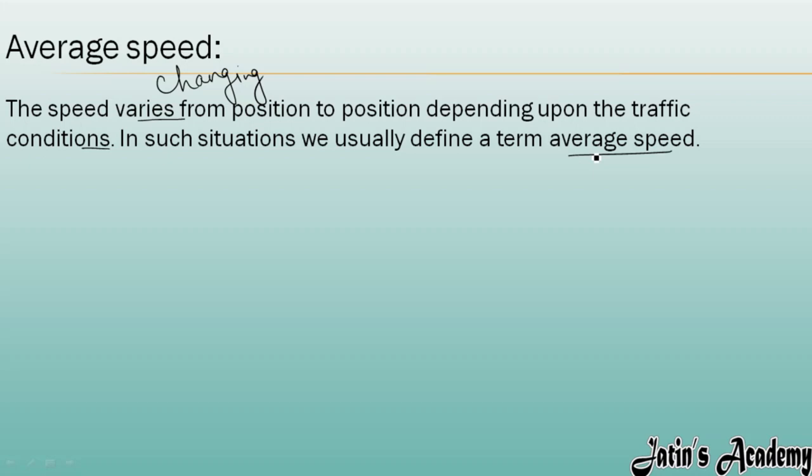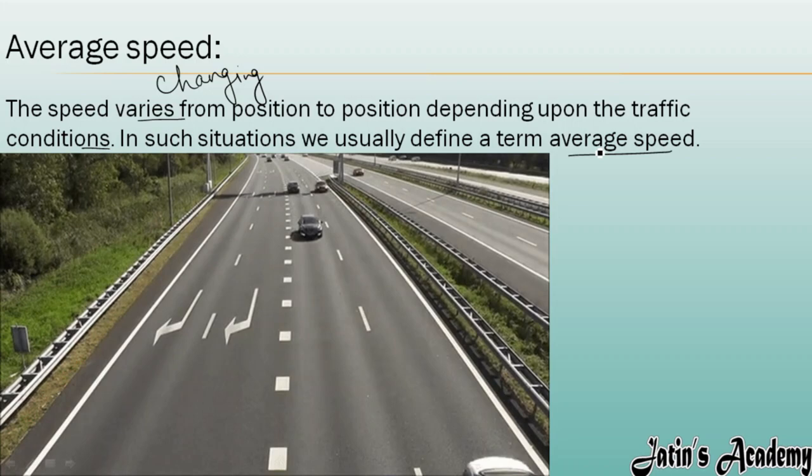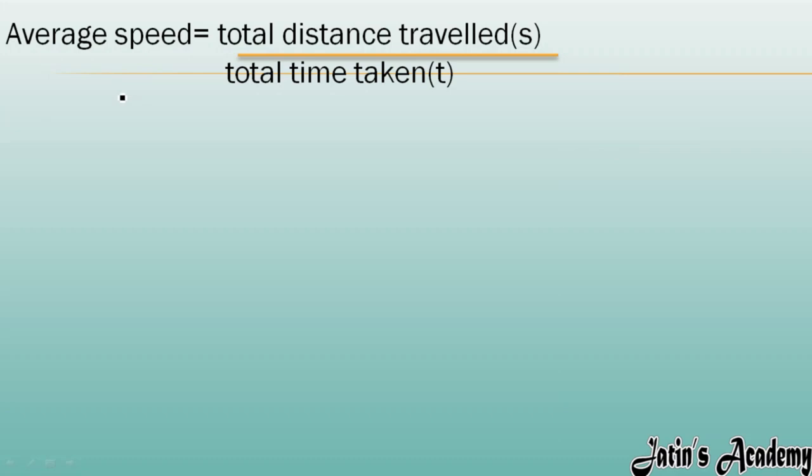Fine. So for example, due to traffic, all these cars are not having the same speed. Their speed is varying from position to position. That is known as average speed. Now see the formula for average speed. As we have learned, speed is equal to distance upon time. Now we will see the formula for average speed. Average speed is equal to total distance traveled over total time taken.